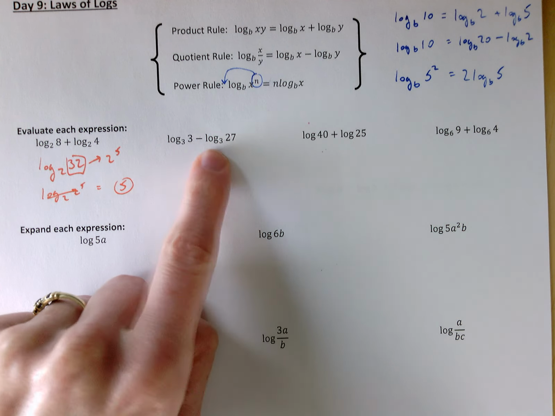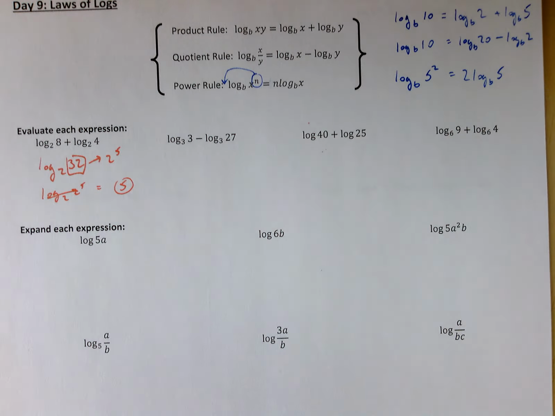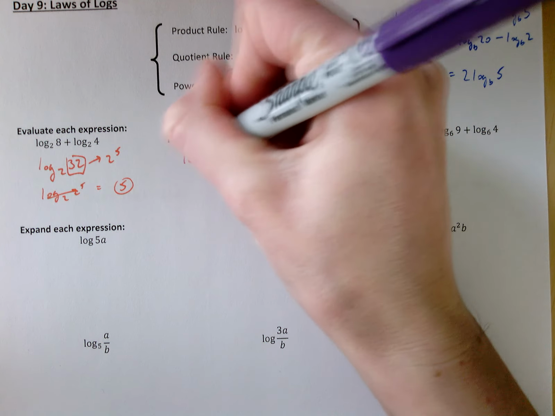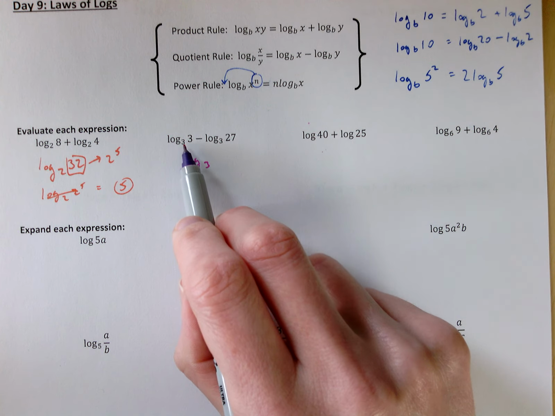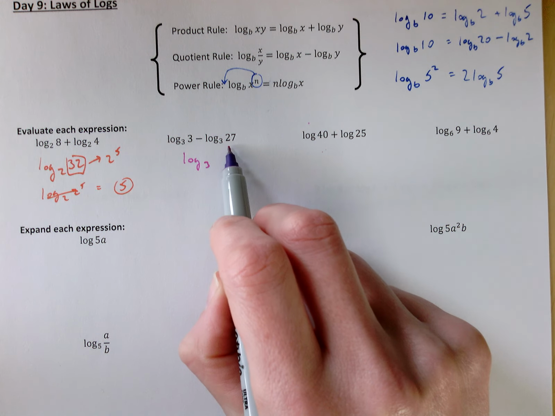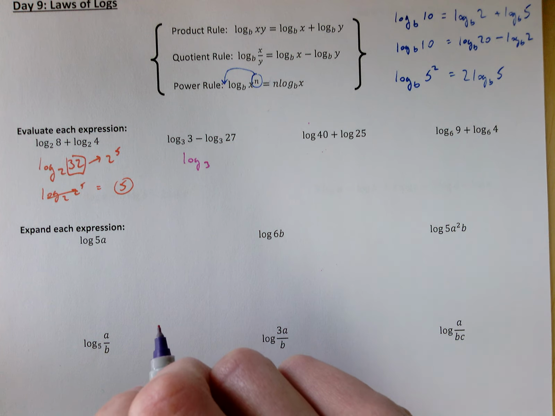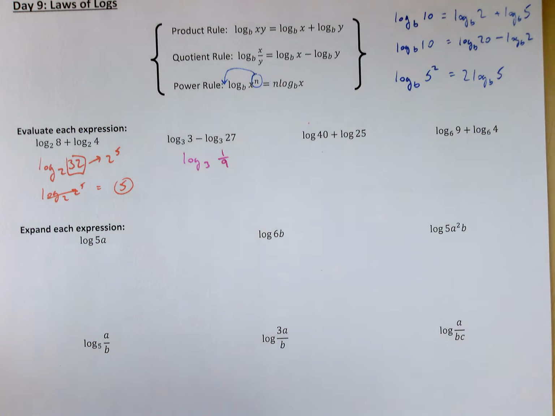All right, this one's a subtracting of two logs. Notice the base numbers are the same. They have to be the same, okay? So when I subtract these, this is the same as log base 3 of 3 divided by 27, right? And 3 divided by 27, simplified as a fraction, that would be 1 over 9.